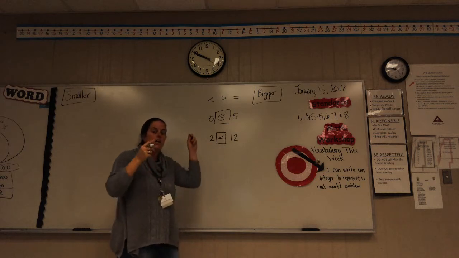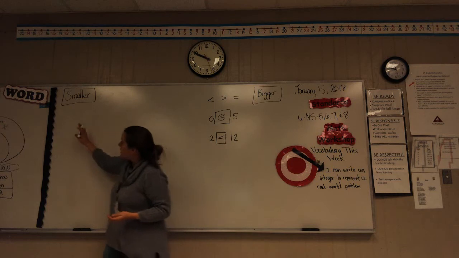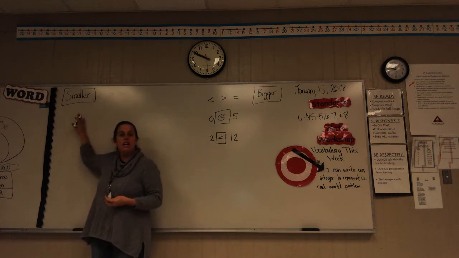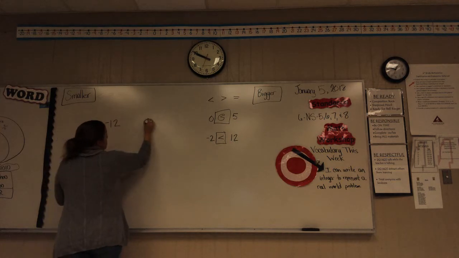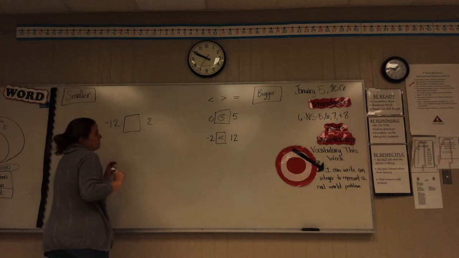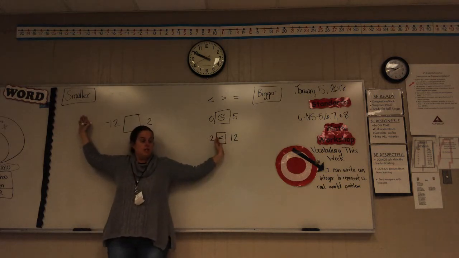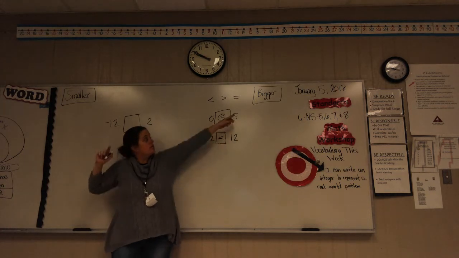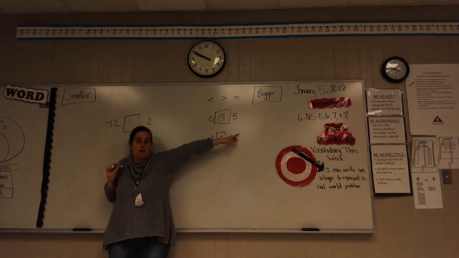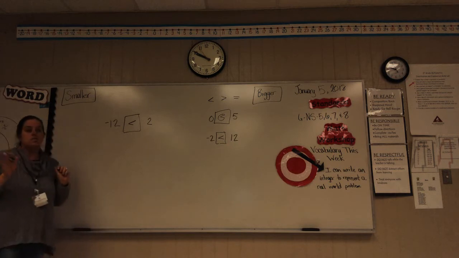The key is when I start flipping those things, so this is what I'm talking about. If I go down here and I talk about negative 12 and 2, so once you think about it, negative 12 is down here, 2 is way down here. Which one's bigger? 2. 2, right? It's in the positives. 2 is bigger. Notice, anything that way is going to be bigger.